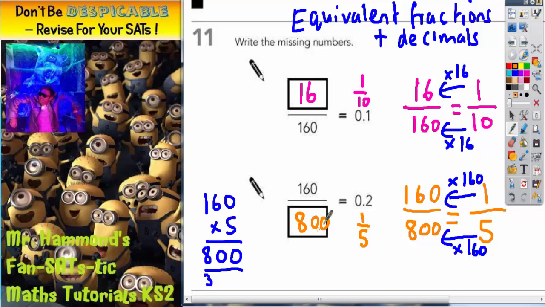There are other ways of doing it, but as I say, the simplest way is to use the fact that 0.1 is equal to 1/10, and then use your equivalent fractions, and that 0.2 is equal to 1/5, and then use your equivalent fractions again.